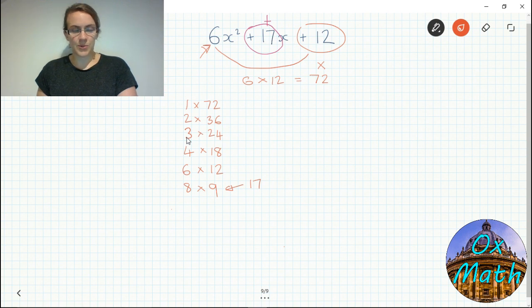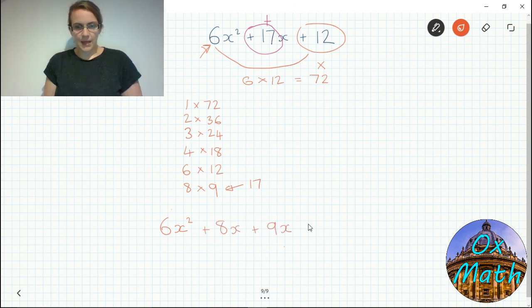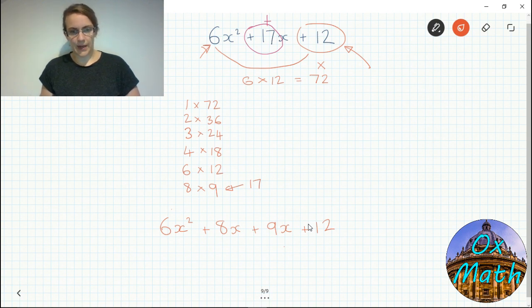Now these are not the two numbers that go in the bracket, but what they do allow us to do is rewrite out our original equation. So the 6x squared is still 6x squared, but the 17x we can now split into an 8x and 9x. So we split it up into an 8x plus 9x, and then our plus 12 from our original equation up here. So it doesn't matter which way round you write the 8x and 9x, you could have written 9x plus 8x. You will end up with the same answer, but a slightly different route to it.